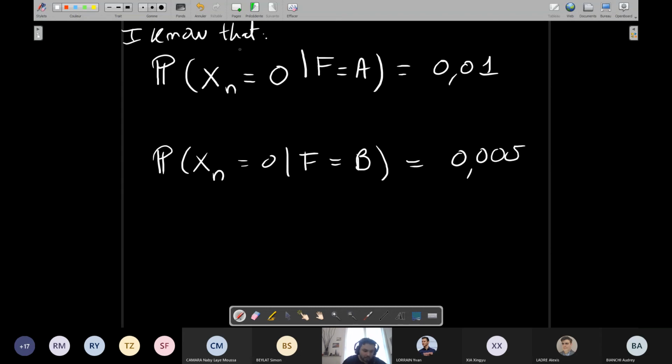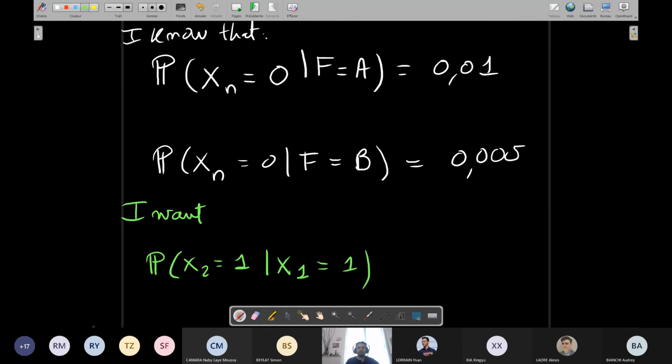Now, what do we need? We want to know if the first one is good, the second one also is good. We want to compute the probability of x2 equals 1, given that x1 is 1. You take the first watch and it's working. You want to compute the probability that the second watch is also working.